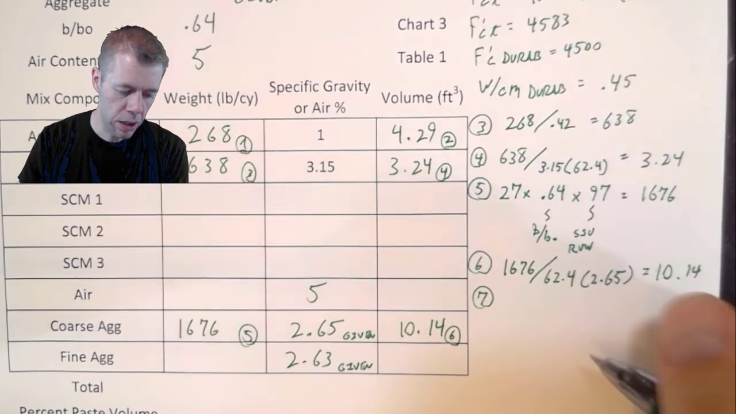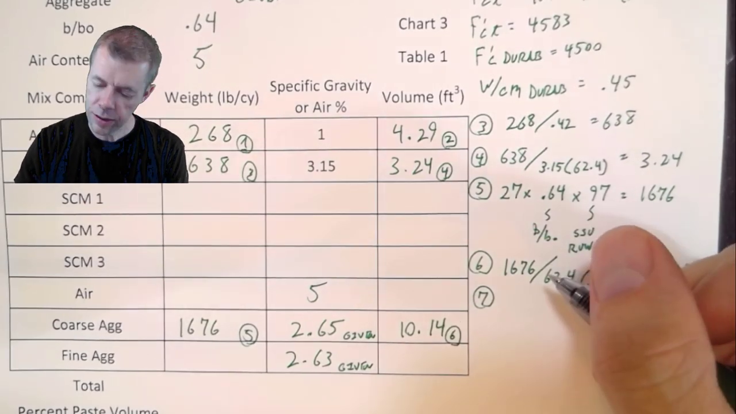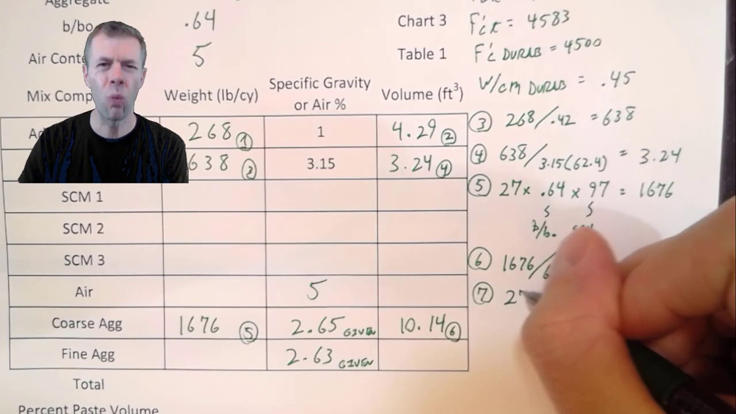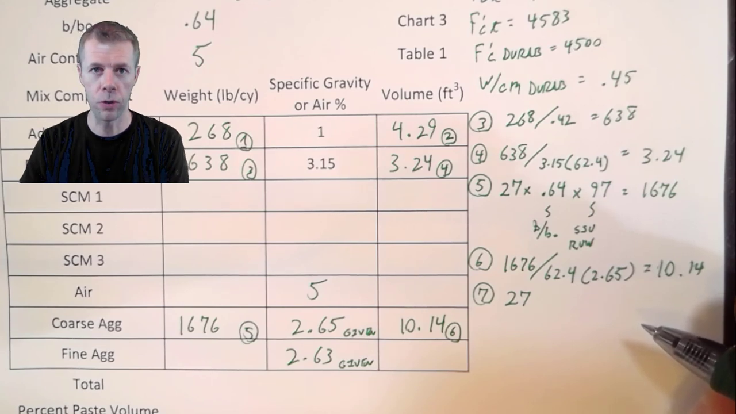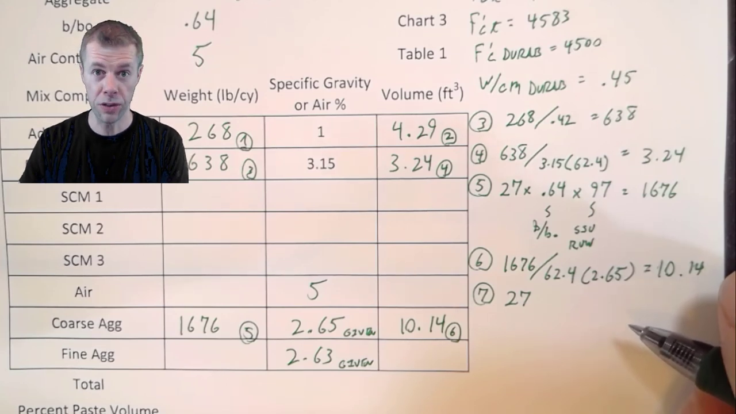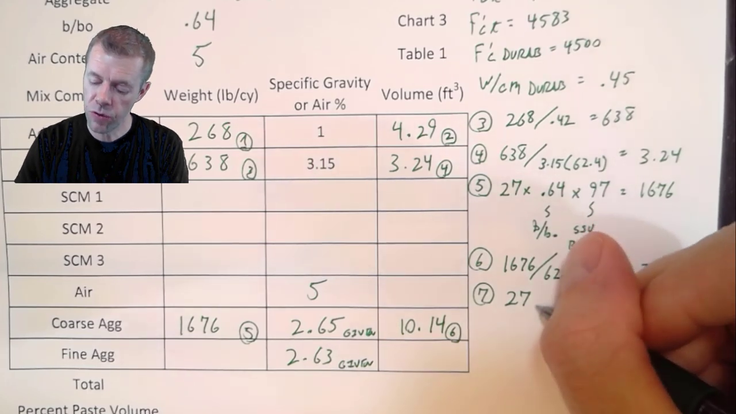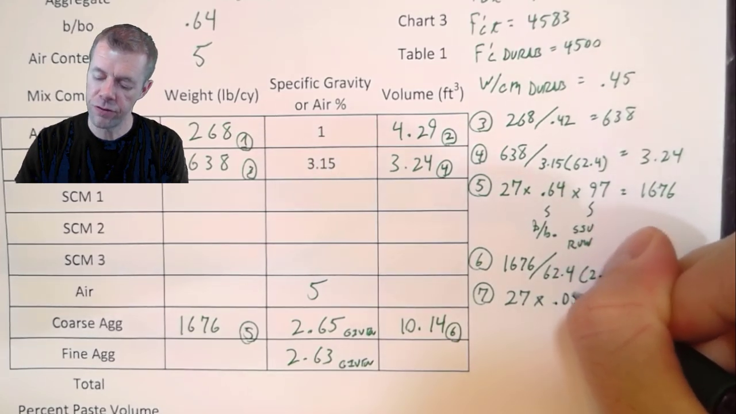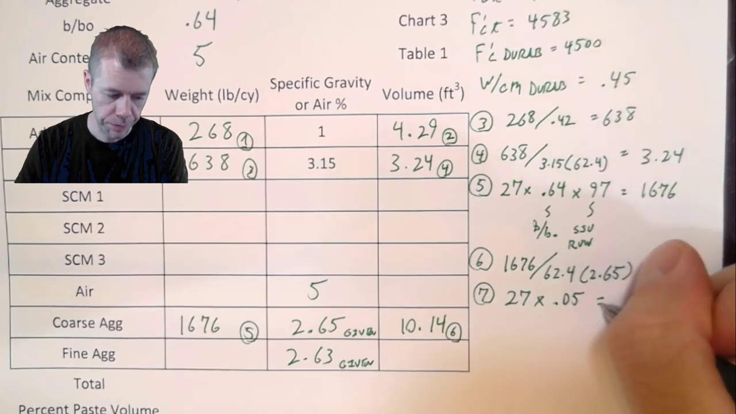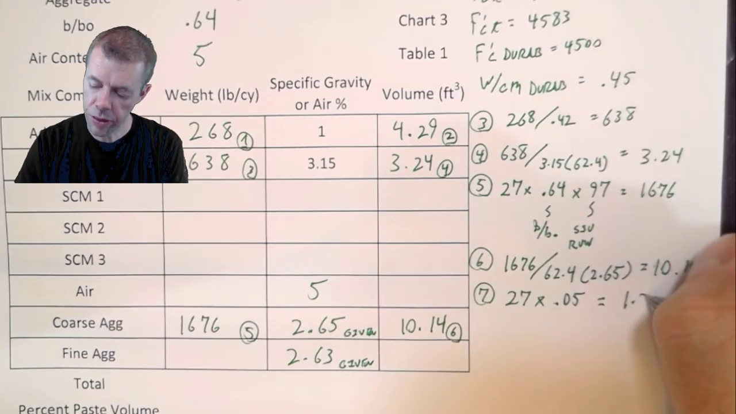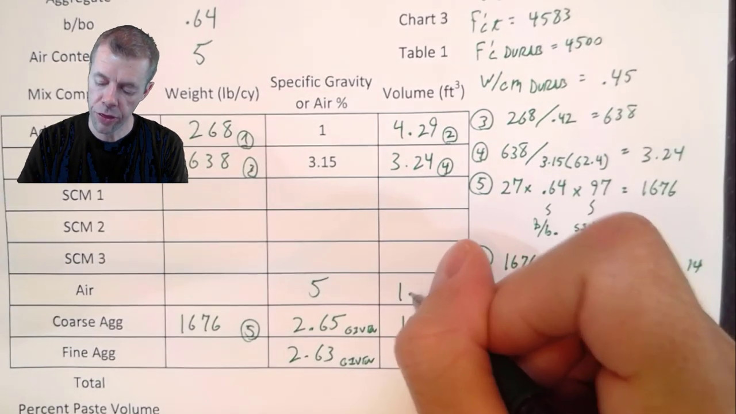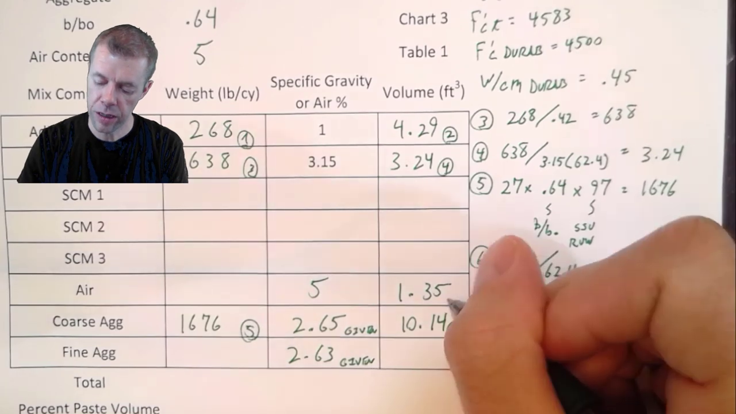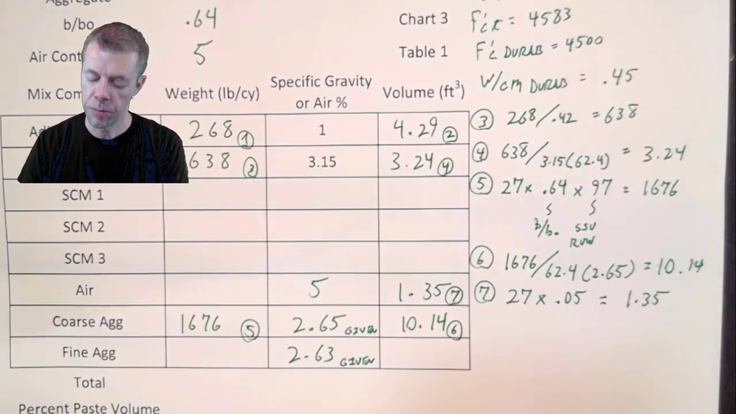Now calculation number 7 is going to tell us that if we take 27 cubic feet, and why are we using 27 cubic feet? Because that's how many cubic feet we're designing for. You design for a cubic yard when you do a concrete mixture. So that's 27 cubic feet. 27 cubic feet multiplied by 0.05, 5%, is going to give you 1.35 cubic feet of material. 1.35 cubic feet, and that's calculation number 7.